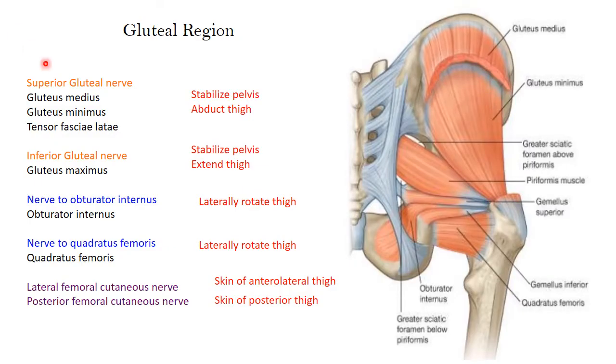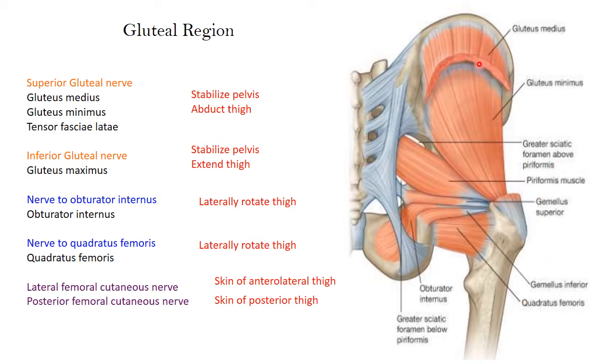Okay, so let's talk about some of those branches of the lumbosacral plexus that weren't part of the Fantastic Four. The gluteal region is where you're going to find most of those. So the superior gluteal nerve is going to innervate the gluteus medius, gluteus minimus, and tensor fascia lata. Those aim to stabilize the pelvis and abduct the thigh. You can see medius and minimus here. Tensor fascia lata is going to be more lateral. It's not shown here.